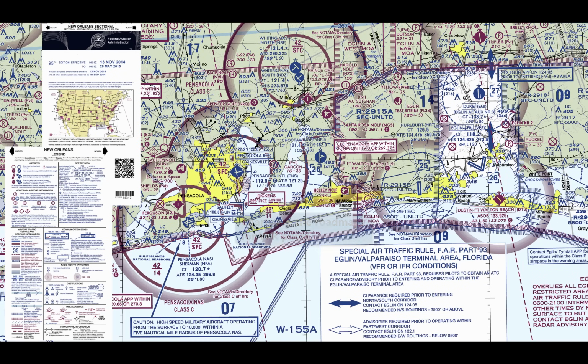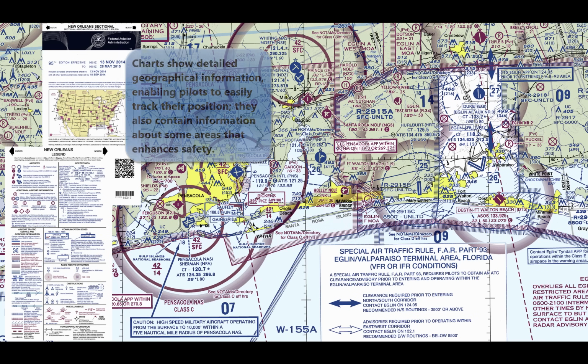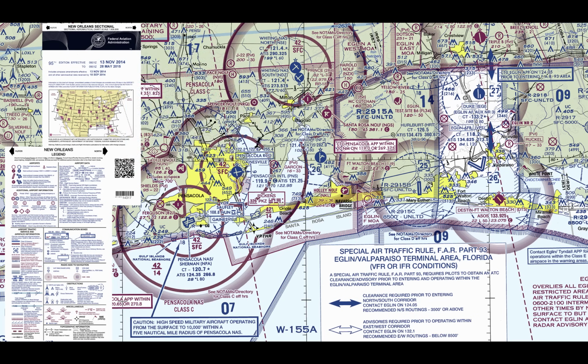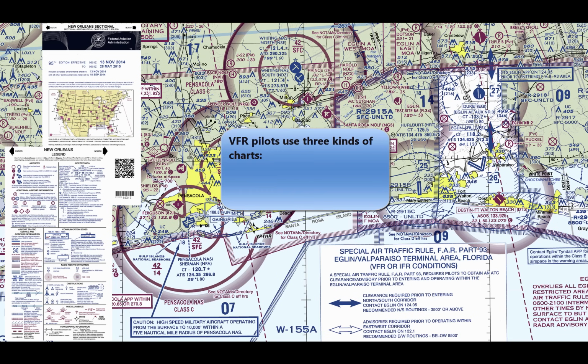An aeronautical chart is the roadmap for a pilot flying under VFR. The chart provides information which allows pilots to track their position and provides available information which enhances safety. The three aeronautical charts used by VFR pilots are sectional, VFR terminal area, and world aeronautical.